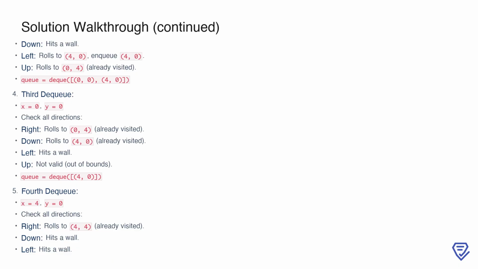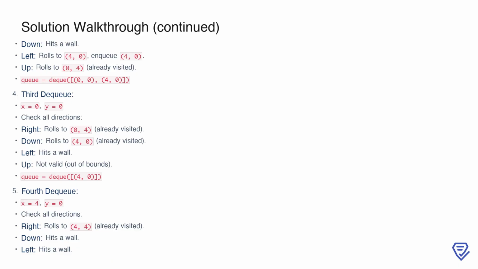The next position dequeued is 0, 0. From here, moving right returns to 0, 4, which is already visited. Moving down brings the ball to 4, 0, which is also already visited. Moving left hits a wall, and moving up is out of bounds. This leaves the queue with just 4, 0.